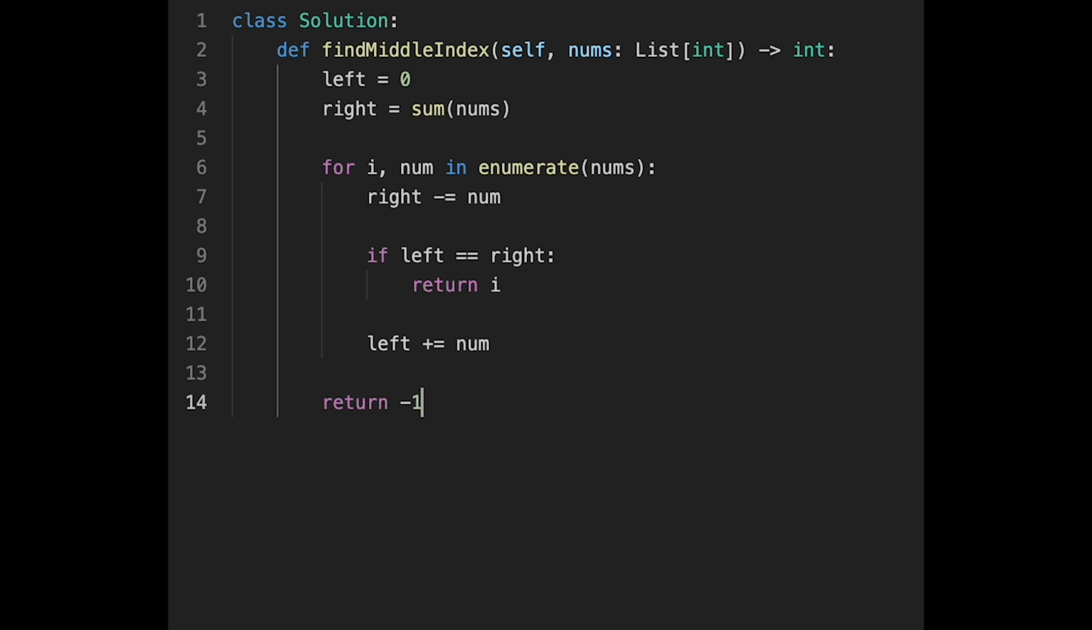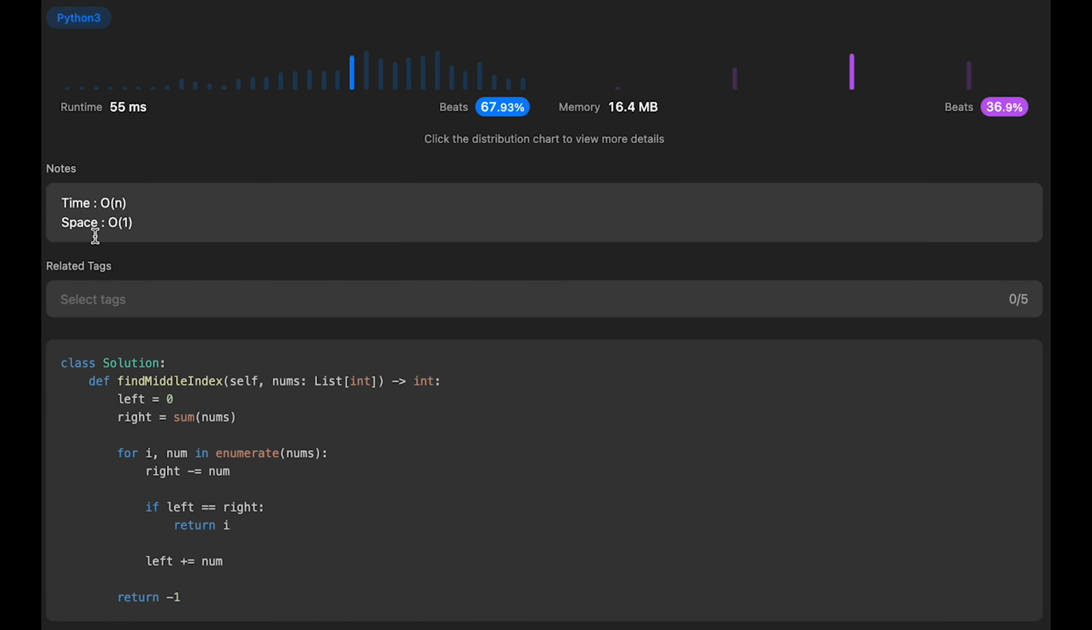Yeah, so let me submit it. Yeah, looks good. The time complexity of this solution should be O(n), where n is the length of the input array. That's because we compute the total of all numbers in the input array here, and we iterate through all numbers one by one. So that's why the time complexity should be O(n). And the space complexity is O(1), because we don't use a data structure, just the variables left and right.